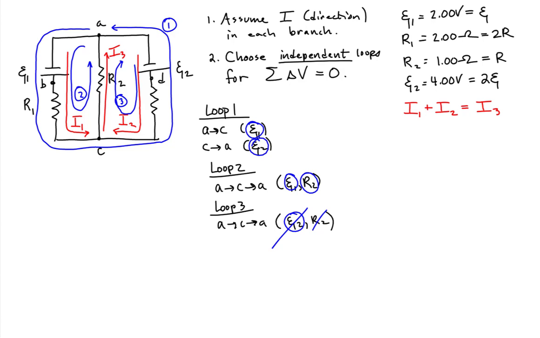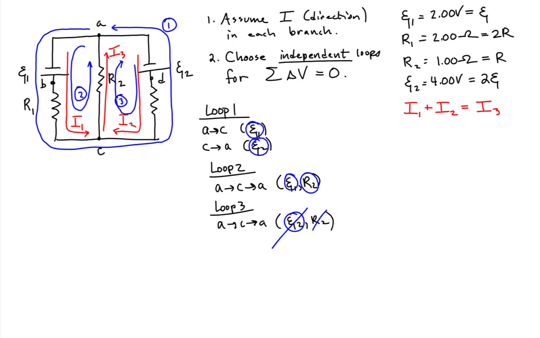So we would say if we choose loops 1 and 2 as our independent loops, then we won't use loop 3. Now my choice to begin was arbitrary. We could use loops 2 and 3 as our independent loops, and that would mean that loop 1 would be dependent. Or we could choose loops 1 and 3 as our independent loops, and loop 2 would be dependent. In other words, let's only choose 2 loops, and it doesn't matter which 2 loops we choose.